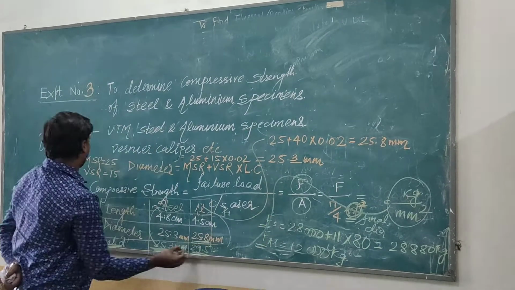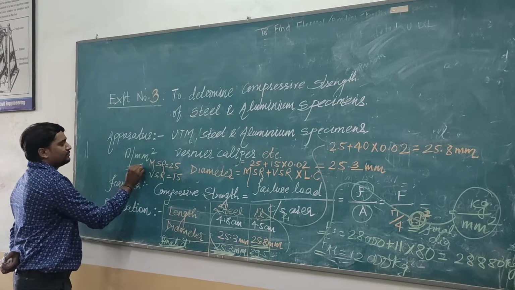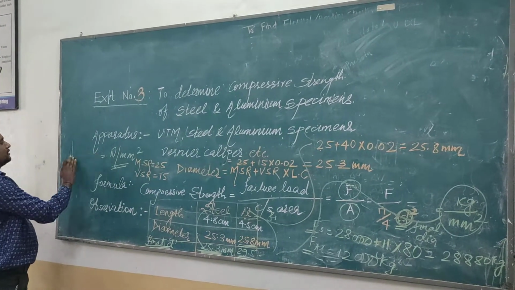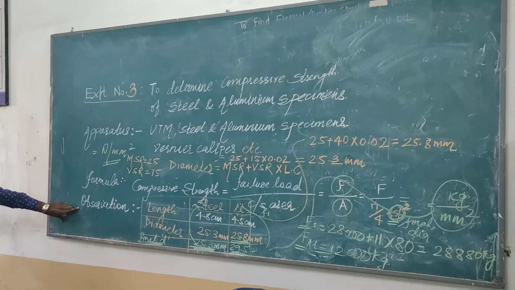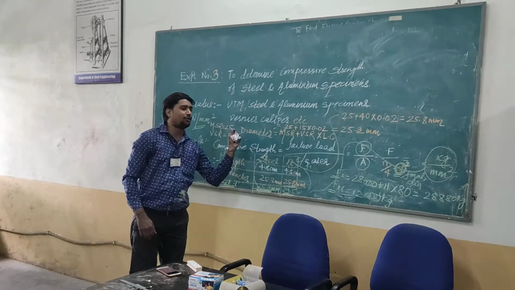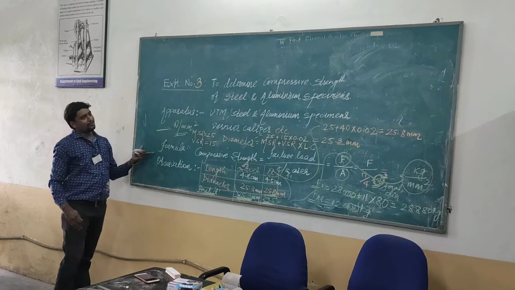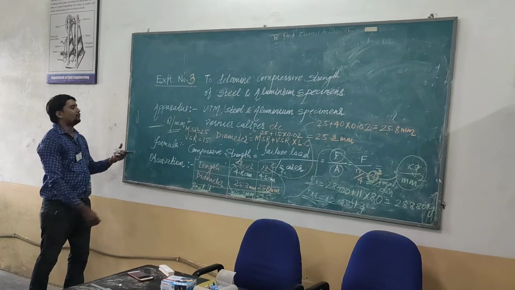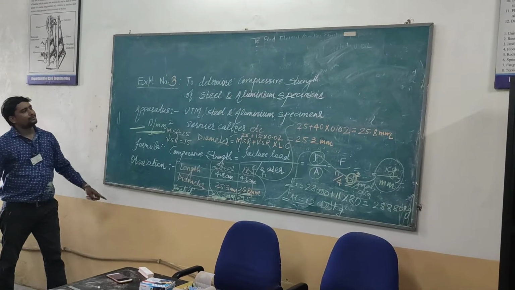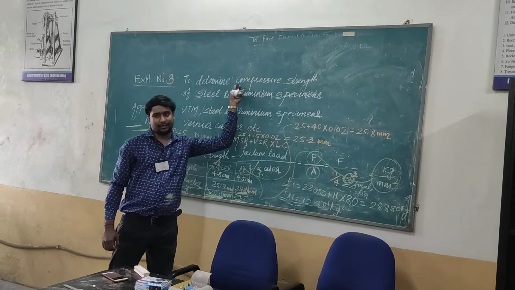Again that unit will be converted into Newton per mm square finally, as the standard unit for compressive strength value. So the final result will be: compressive strength of steel material is found to be dash Newton per mm square. The compressive strength of aluminum material is found to be again dash Newton per mm square. So this is all about compressive strength of steel and aluminum specimen. Thank you.